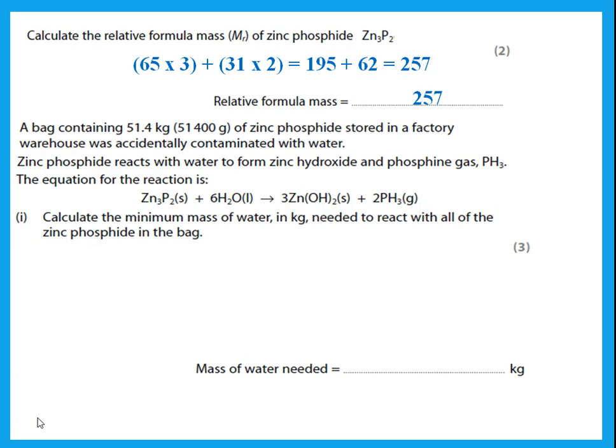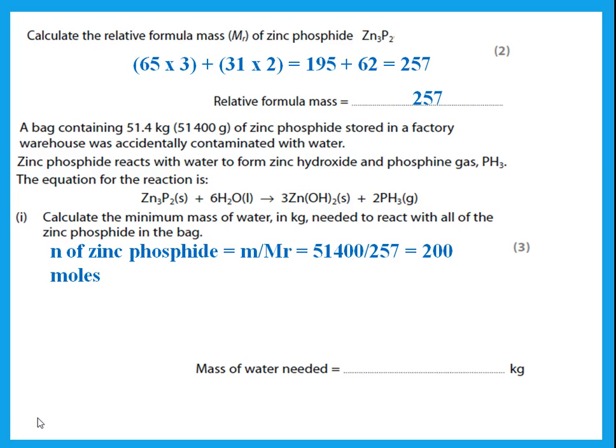So what does he give me? He gives me the mass of zinc phosphide. So the first thing you need to do is get the number of moles of zinc phosphide. Number of moles of zinc phosphide is mass over molecular mass. That comes out to be 200 moles. The next thing is, what is he asking for? He's asking for water. So I relate it from the equation with water. The number of moles from the equation, number of moles of water is 6 times that of zinc phosphide. So that comes out to be 1200.